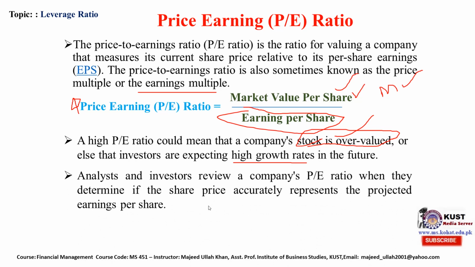Analysts and investors review the company's price earning ratio when they determine if the share price accurately represents the projected earning per share. Price earning ratio means that projected earning per share in the future will justify this price earning ratio. So that's why they value the companies higher as compared to their peers.